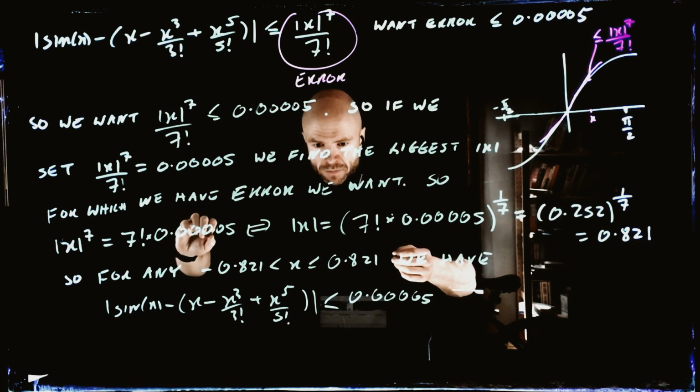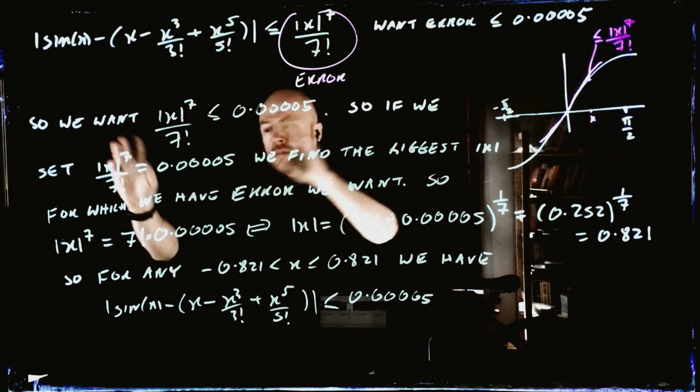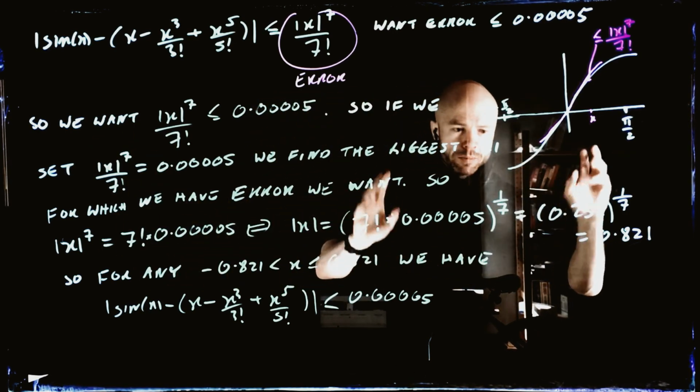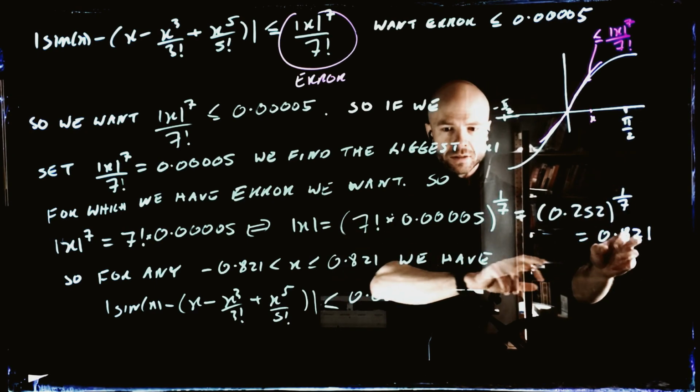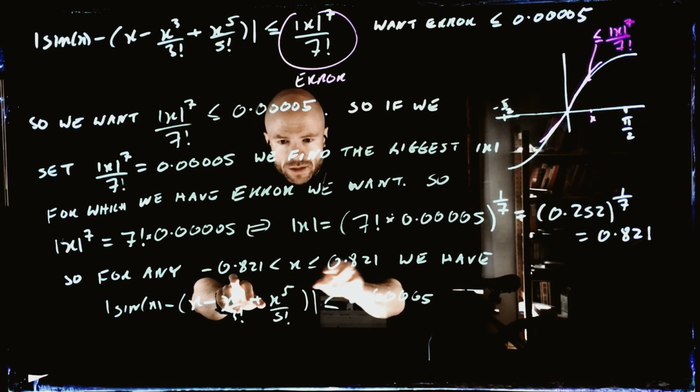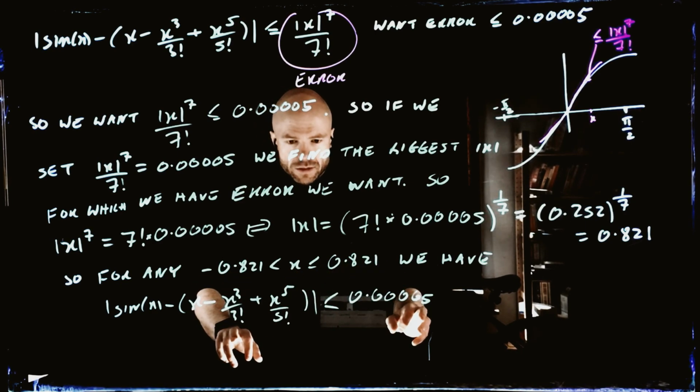See what I mean? Okay, cool. So we set this equal to this, then it's just numbers. We get this quantity here, we put it into a calculator, we get this number. And therefore, for any x inside this range, we have this small amount of error. Yeah?